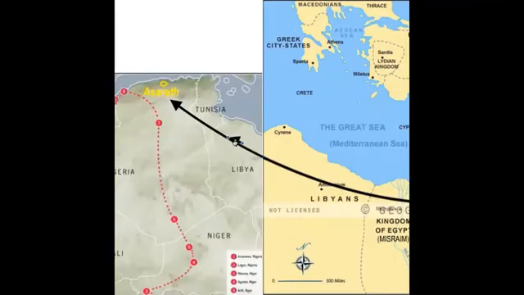Africa. In the northern part of Africa. That's where they went. Azareth.